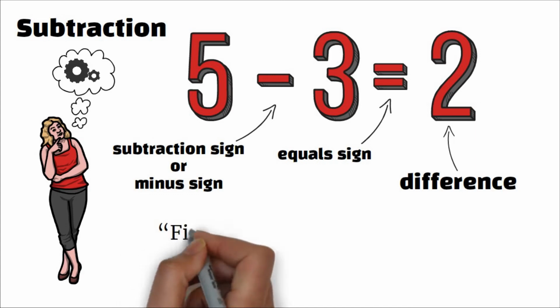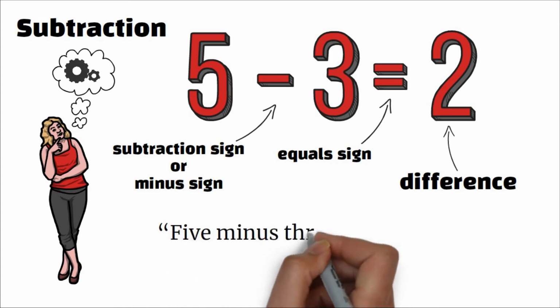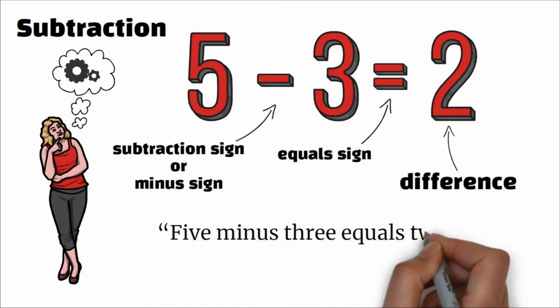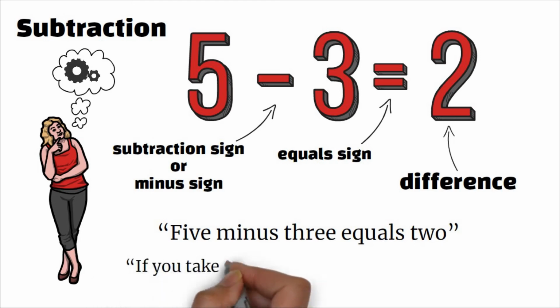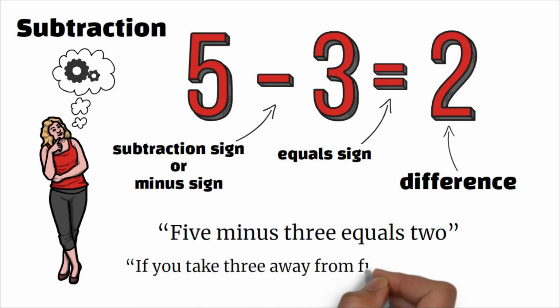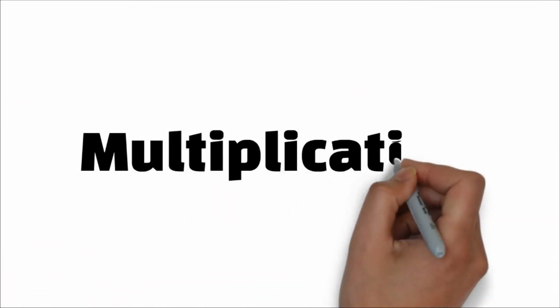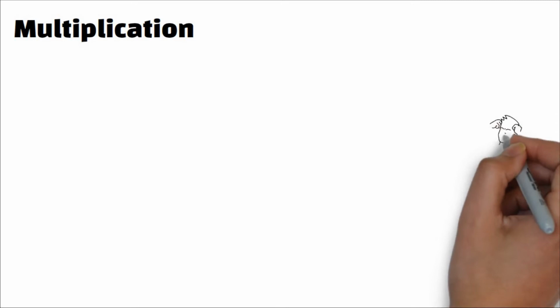We read the whole equation like this. 5 minus 3 equals 2. Or if you wanted to explain this to someone, you could say, if you take 3 away from 5, you get 2.